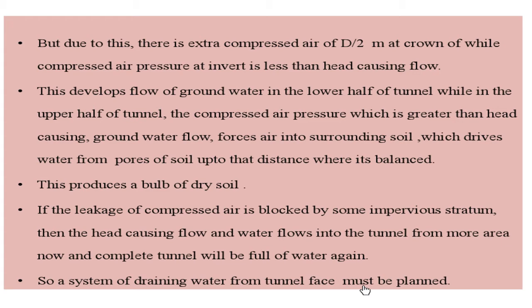So if it is more in amount, what happens? Then a bulb formation will be there, because the soil as well as the water will go upside. More and more upside it will go, and a bulb of soil will be formed. And if the balancing pressure which is to be given is lesser in amount, what happens?